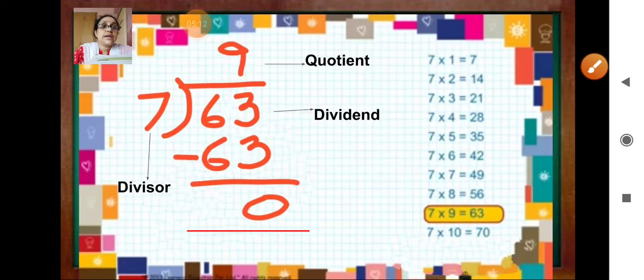Now have a look here like this. 63 divided by 7. You can see, if you don't remember the tables, you write slowly. Write the table slowly in your notebook, and then you can do the division. Quotient, dividend, divisor.